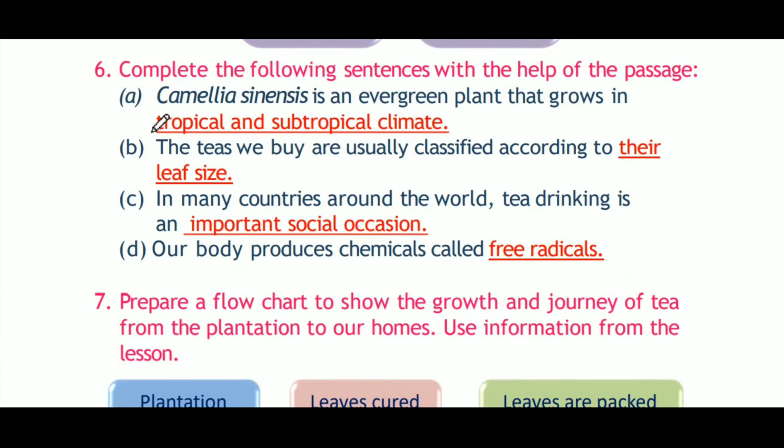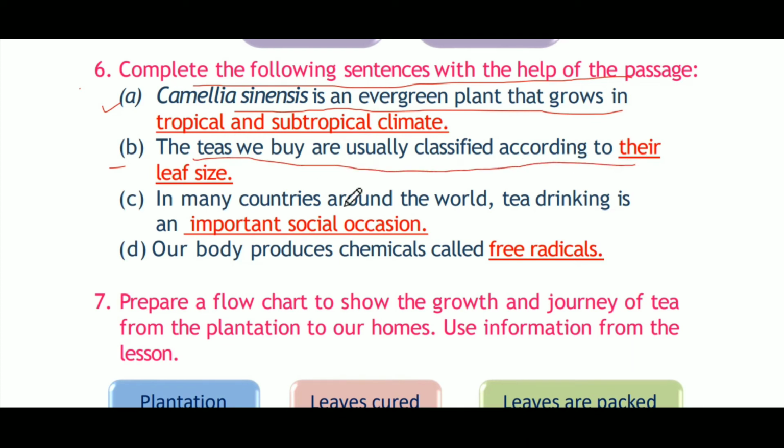Now question number 6. Complete the following sentences with the help of the passage. Answers are given directly. A. Camellia sinensis is an evergreen plant that grows in tropical and subtropical climate. B. The teas we buy are usually classified according to their leaf size. C. In many countries around the world, tea drinking is an important social occasion. D. Our body produces chemicals called free radicals.